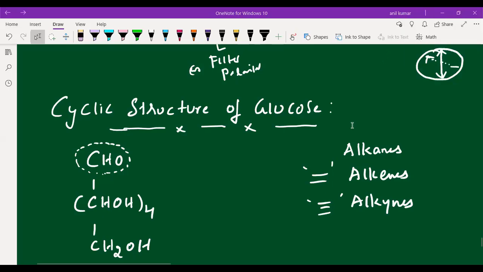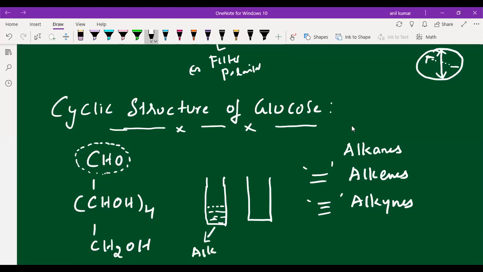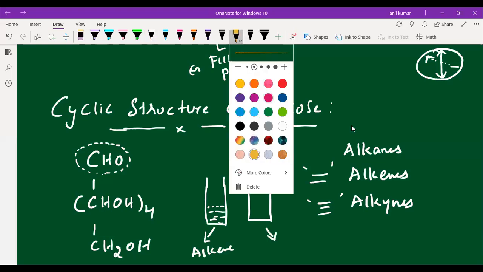To perform it, you have to take bromine water. This is a test tube, and here in the first test tube I have taken an alkene. In the second test tube, I have taken bromine water. Fine.